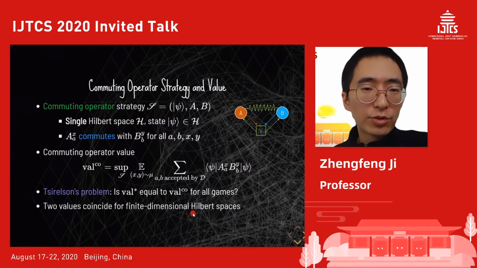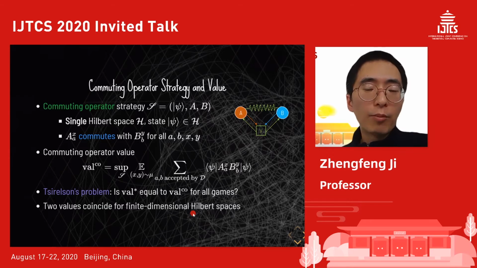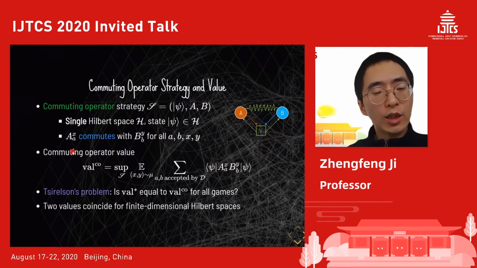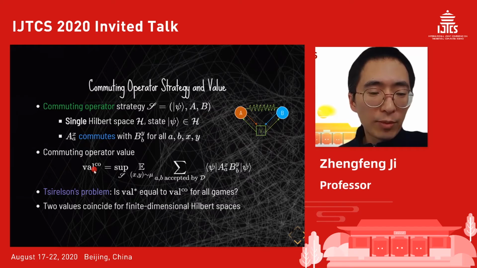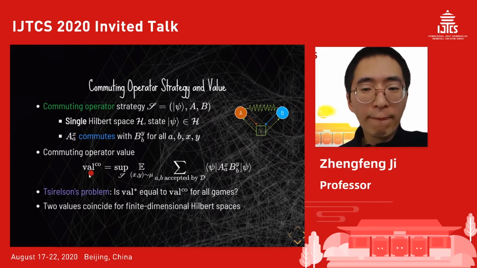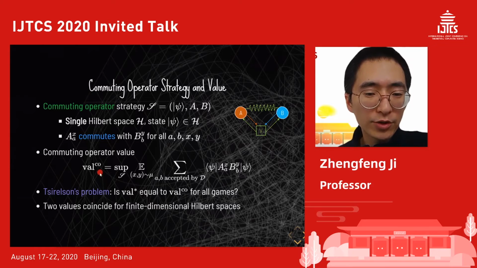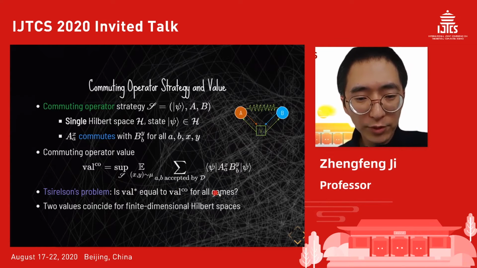We would also need to consider the commuting operator value, and it's very similar to the previous definition of entangled value, but now you only have a single Hilbert space H. Because it's a single space, you don't have a tensor structure, and the locality of Alice and Bob is modeled by A's operators and B's operators commuting with each other. Similarly, you can define the maximum winning probability as the commuting operator value. And Tsirelson's problem that we asked before is asking whether these two values are the same for all games.